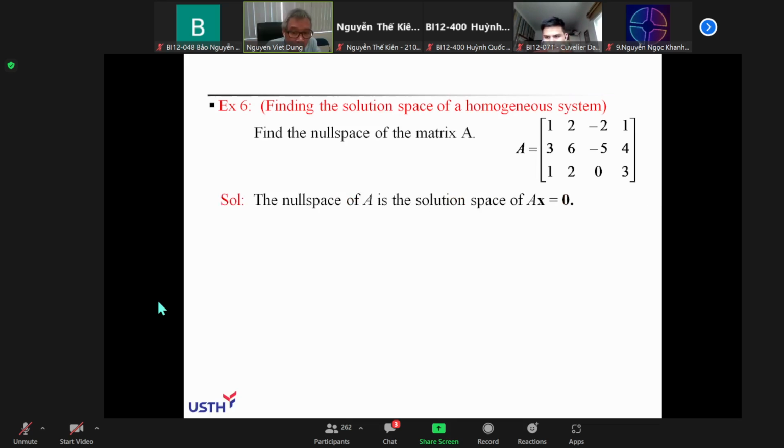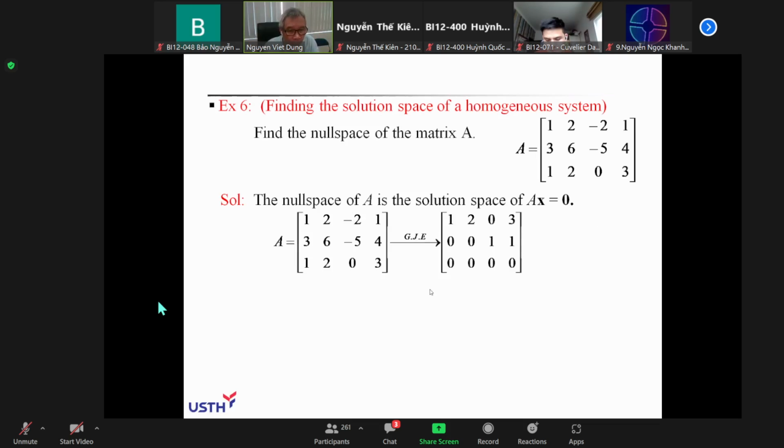How can you do it? Here, AX equals 0. You need to find all the solutions of AX equals 0, and you need to write it in the form of a vector space. Here it is. You can write it as follows: A augmented with the zero column. And now we apply the Gauss-Jordan elimination. Now you get that one. It is already in the row echelon form.